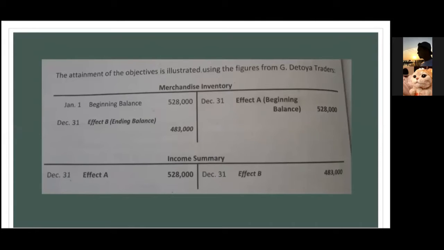And the effect B establishes the ending balance of merchandise inventory of 483,000 and enters it as a credit in the income summary account. Kinlose din siya sa income summary. A credit entry in income summary has the effect of deducting the ending inventory from goods available for sale because the purchases and beginning inventory are entered on the debit side. And to summarize, yung beginning merchandise inventory at yung purchases ay dinedebit sa income summary while yung ending merchandise inventory naman ay kinikredit sa income summary.